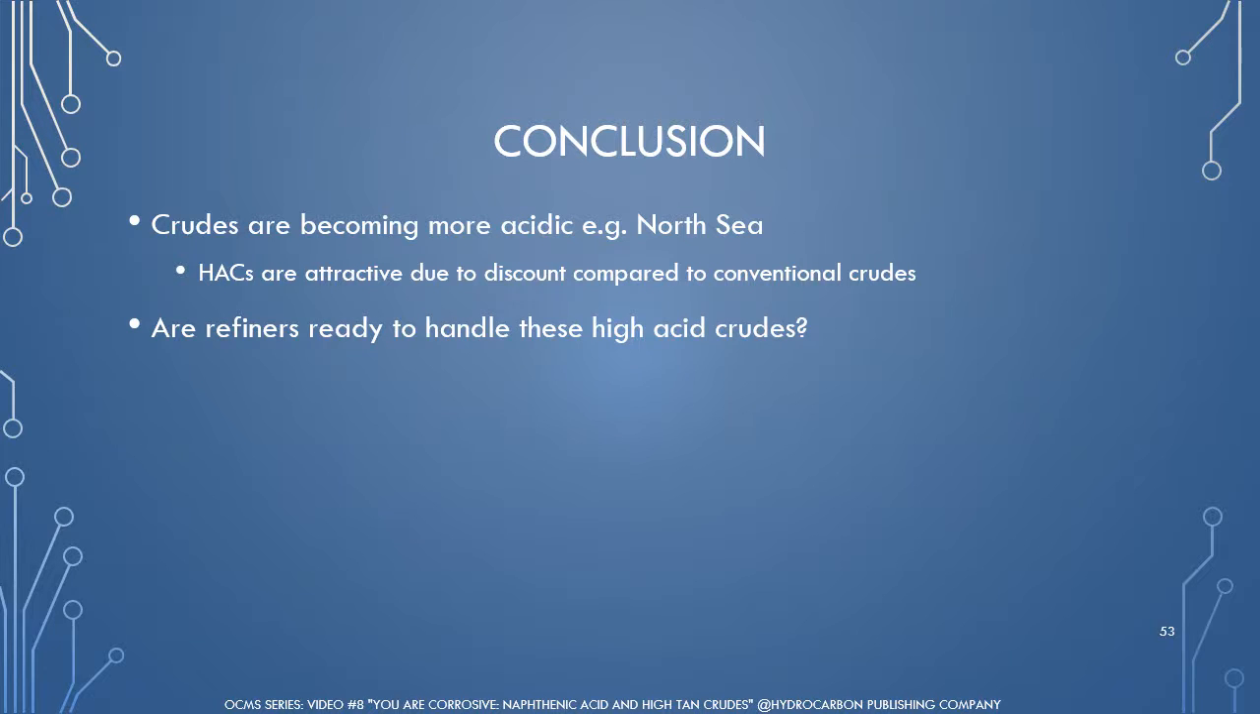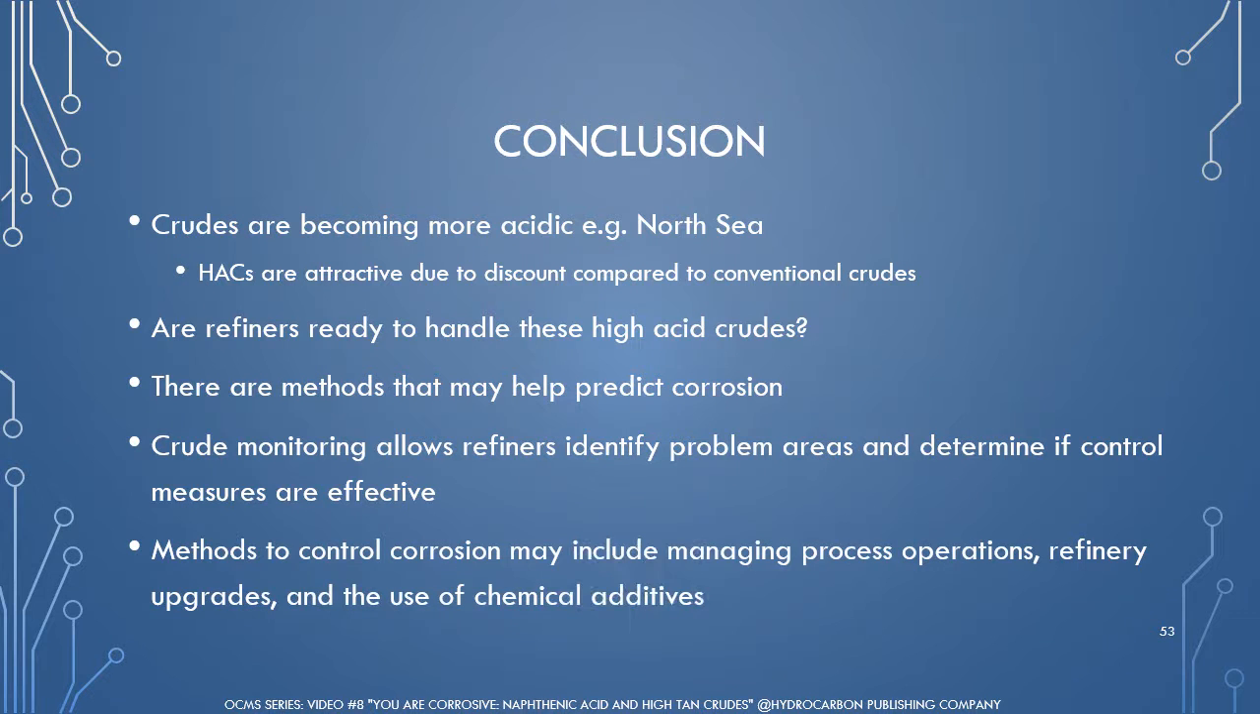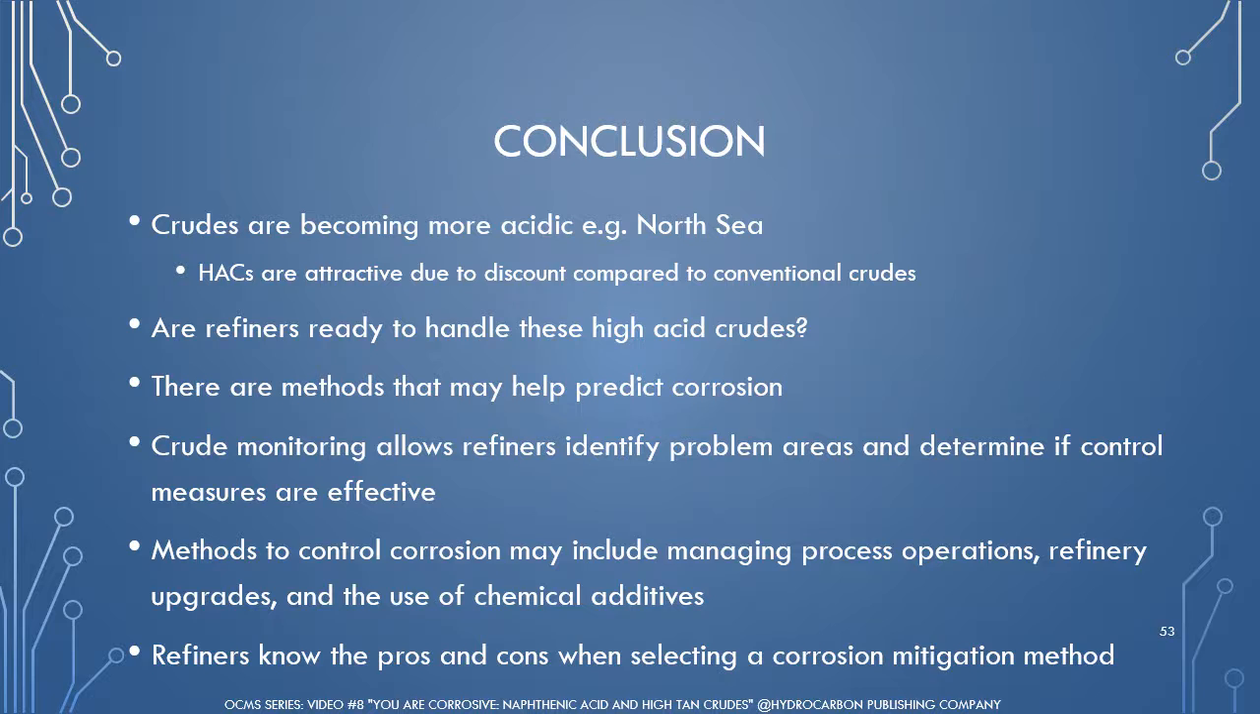Refiners could potentially use models to predict corrosion, but it is important that refiners monitor operations to not only identify problem areas but also to determine if control measures are effective. Methods to control corrosion involve managing process operations, refinery upgrades, and the use of chemical additives. Refiners must consider the pros and cons of each method. With the right steps, refiners can reap the economic benefits of high-TAN crudes.